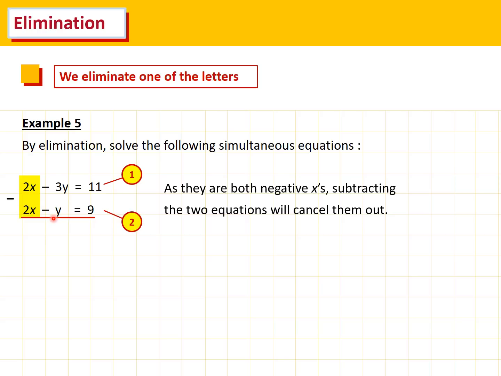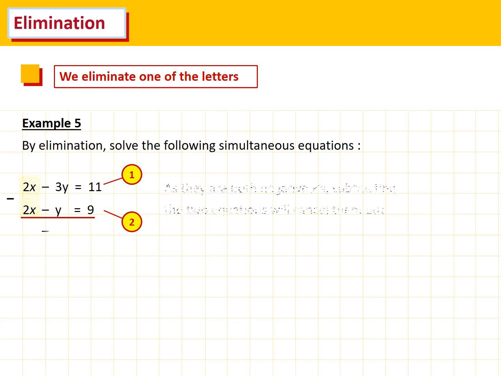We're subtracting a negative y. Subtracting a negative is adding the positive. So that becomes negative 3y plus y. And negative 3y plus y gives us negative 2y. And 11 take 9 equals 2. So if we divide both sides by negative 2, y equals negative 1.